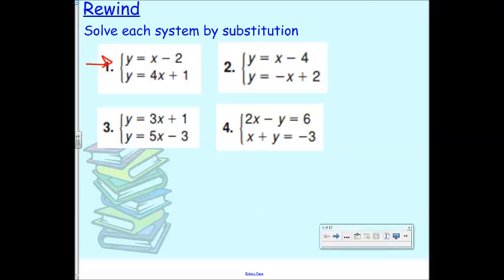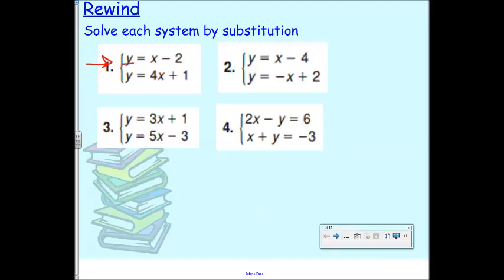So what could we replace then? Brennan? With what? Okay, so you can replace something with the whole other equation, right? You can't replace the x because what's by itself right here? Y, so that means you're going to replace the y.